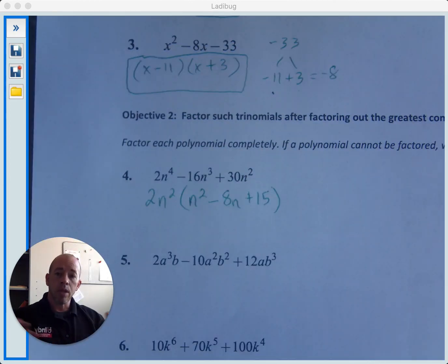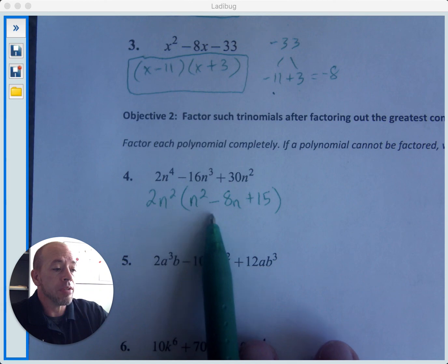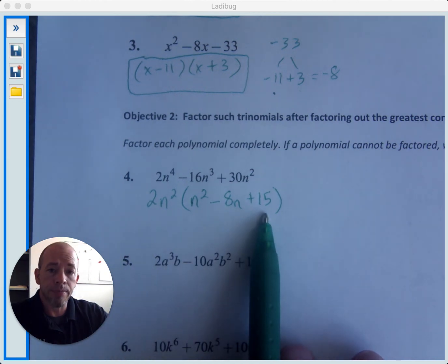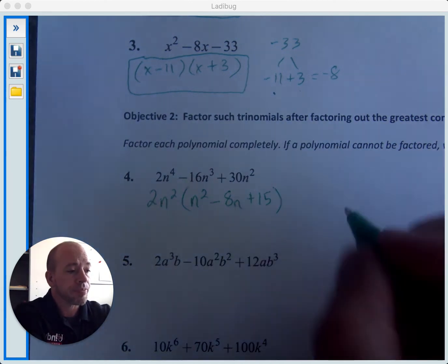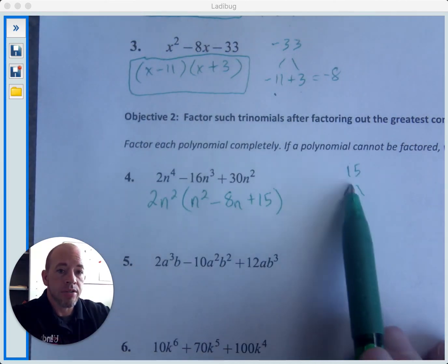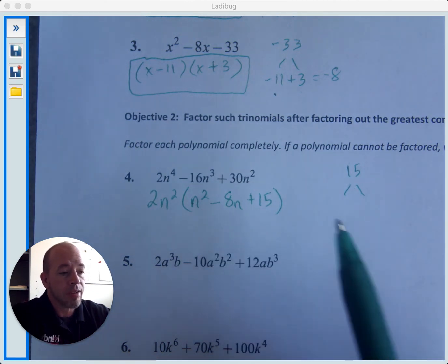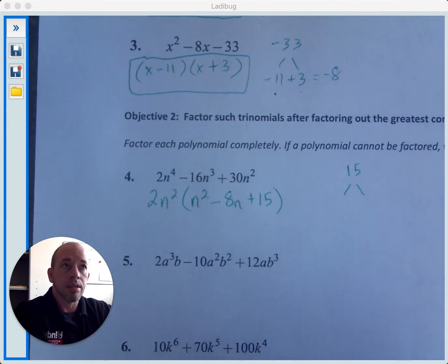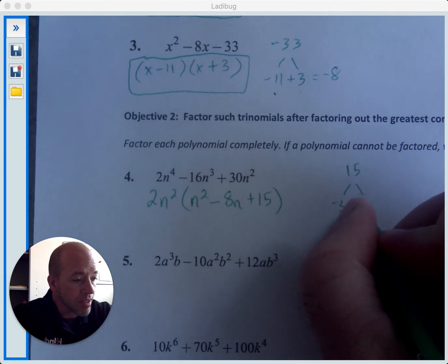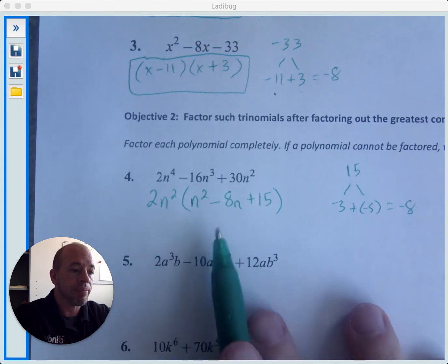Alright, so you might think, well, I'm done, I factored out the GCF, but you're not done. We did factor out the GCF, but now we have a trinomial that could possibly be factored as well. So I'm going to take this 15 and do what we did before. Are there two factors of 15 that will add up to negative 8? So if we need a negative 8, they're both going to have to be negative, right? And let's see, to get 15, 3 and 5, right? Negative 3 plus a negative 5 will give us our negative 8 that we need, right?